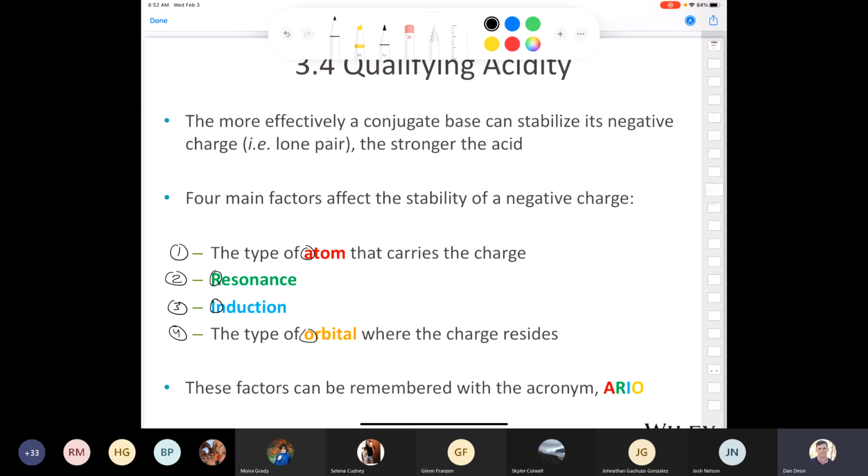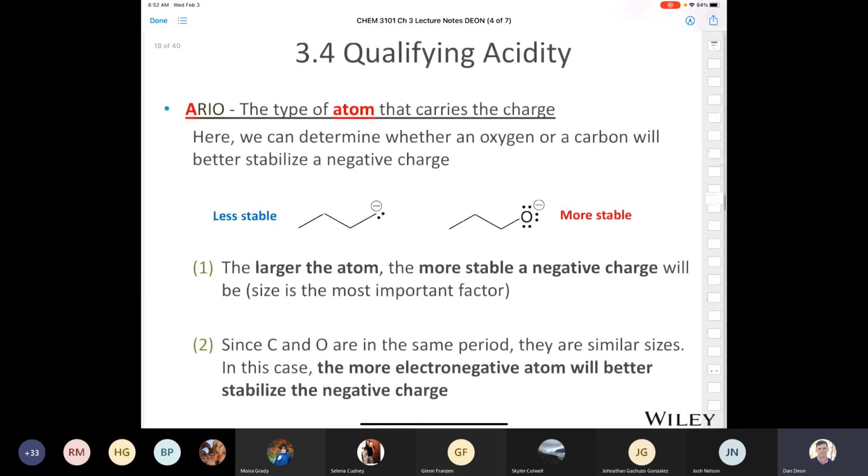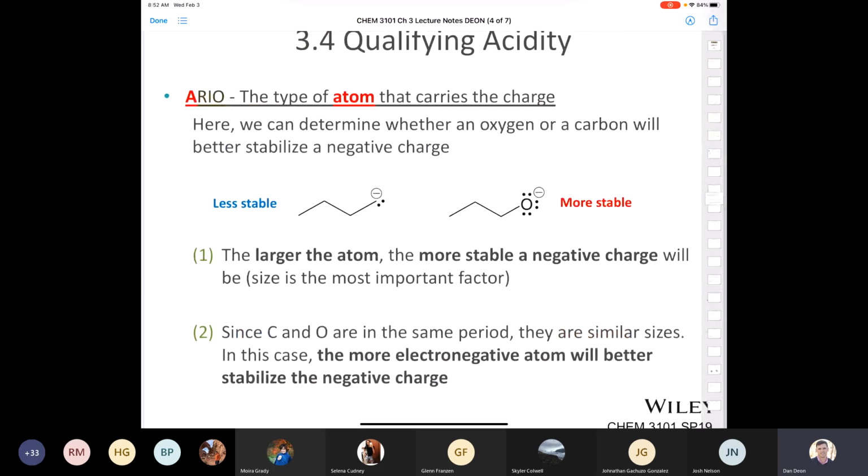So we have atom, resonance, induction, and orbital. You put them all together and you get this acronym, ARIO. You have to remember that. It's going to come up, and I will use the acronym once in a while in the class. It's nothing that I learned when I was a student, but I think it's really great. So let's take a look at the first one, the atom: the type of atom that carries the charge.